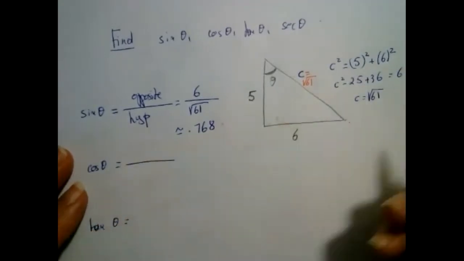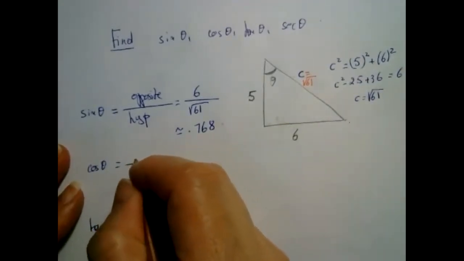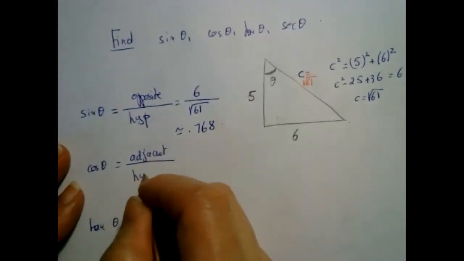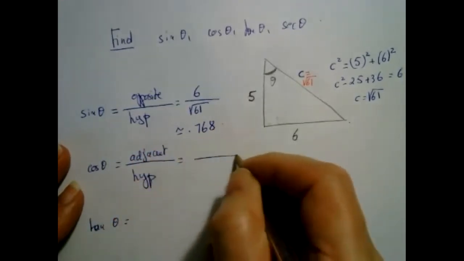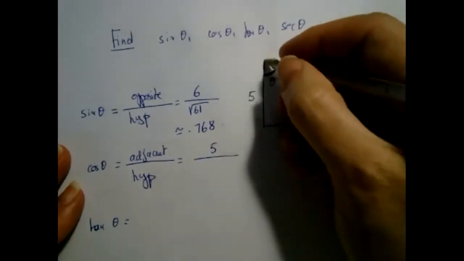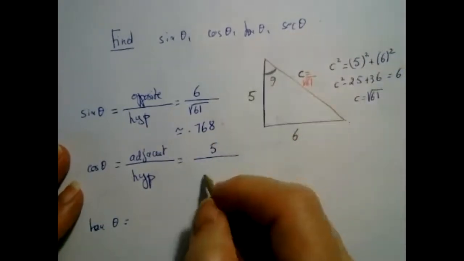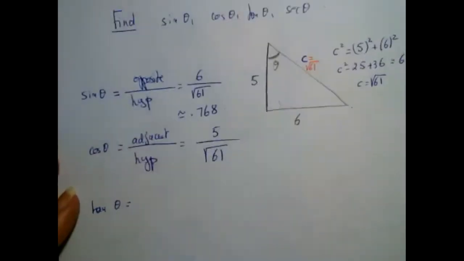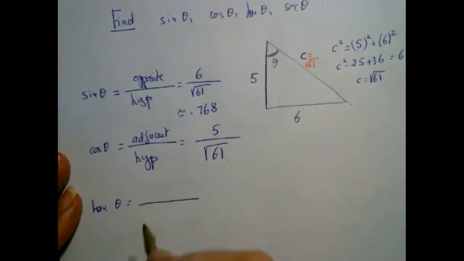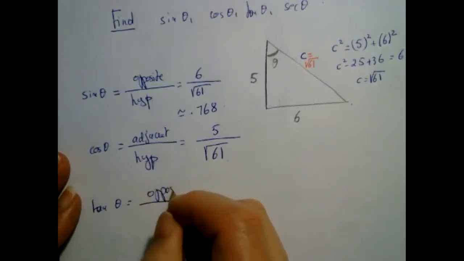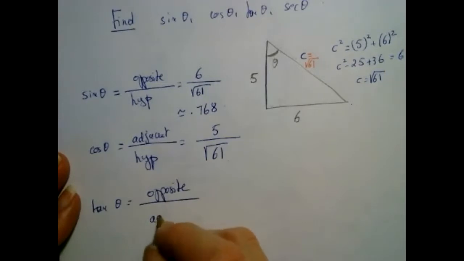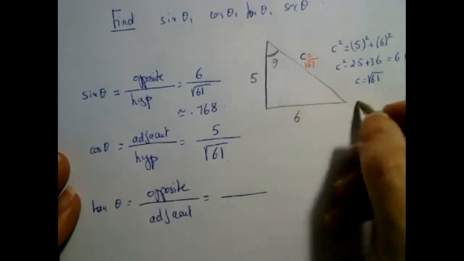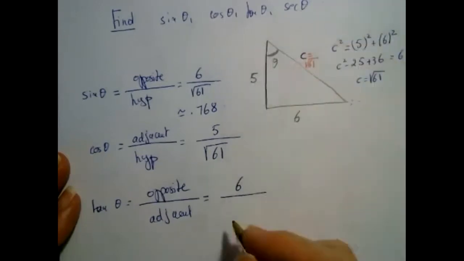All right. The cosine now becomes fairly simple. Now I have everything. It's the adjacent over the hypotenuse. And that gives me the 5, that's the adjacent to theta, divided by the square root of 61. Tangent is the opposite over the adjacent, and that's 6 divided by 5.